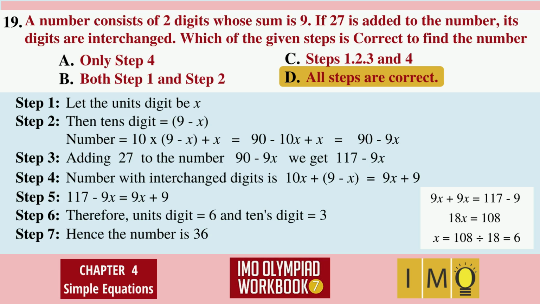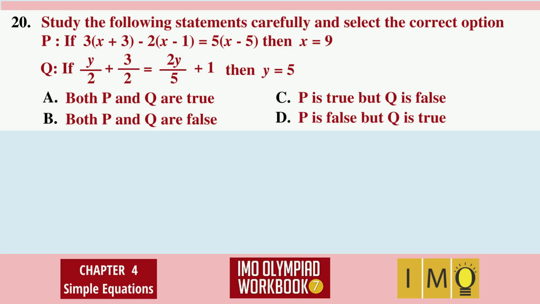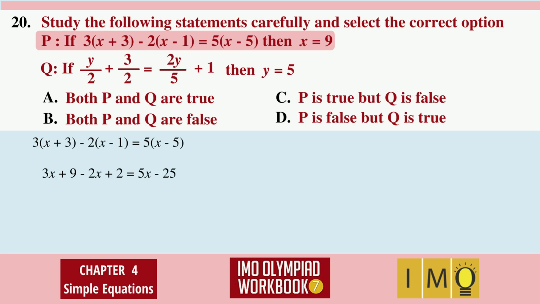Next, question number 20. Study the following statements carefully and select the correct option. Since this question has two parts, let's look at it one by one. P. If 3 into x minus 3 minus 2 into x minus 1 is equal to 5 into x minus 5, then x is equal to 9. Let's solve the equation. First, we'll write down the equation as it is. Then, multiplying further, we get 3x plus 9 minus 2x plus 2 is equal to 5x minus 25.